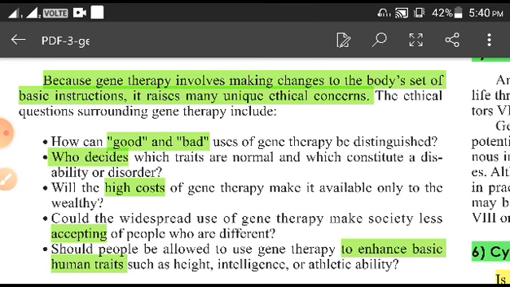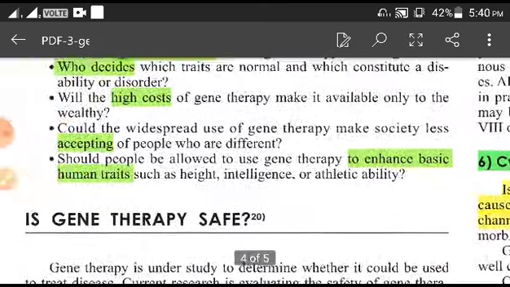Should people be allowed to use gene therapy to enhance basic human traits such as height, intelligence, or athletic ability? Then nobody will be different from each other. Everyone can remove what you believe is a disability, or what you believe is a shortcoming in you. You can get modified. Nobody will be smaller in height. Nobody will be less intelligent than anybody else. Everybody is having all the good aesthetic abilities. So these all are the difficult situations which can happen. So these are the ethical issues actually.